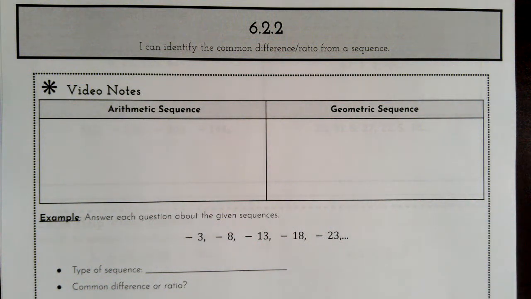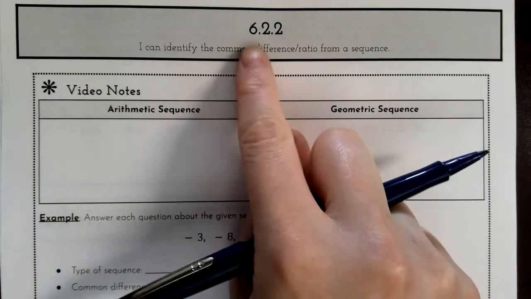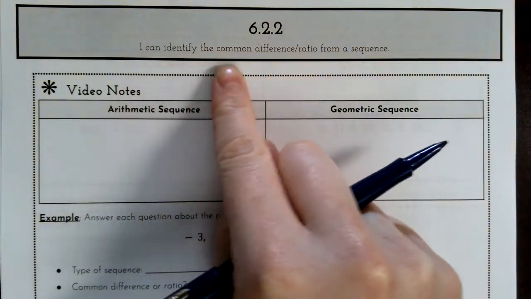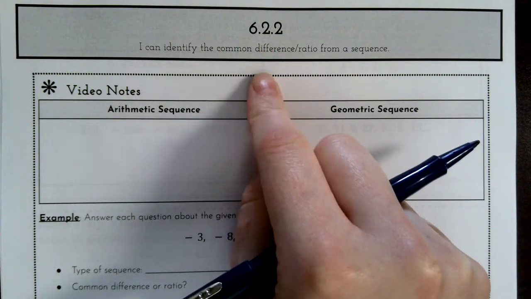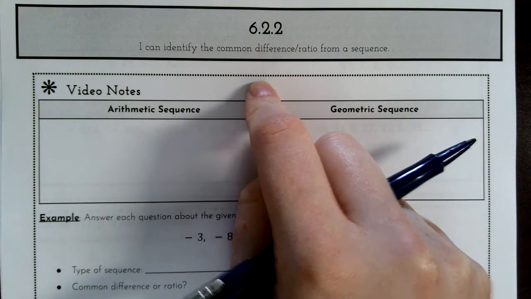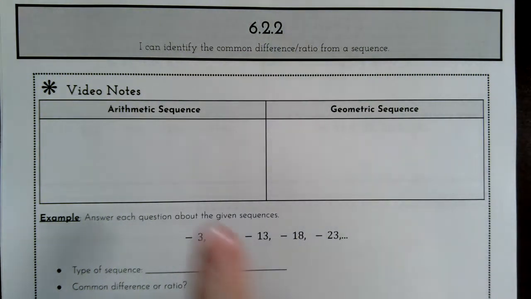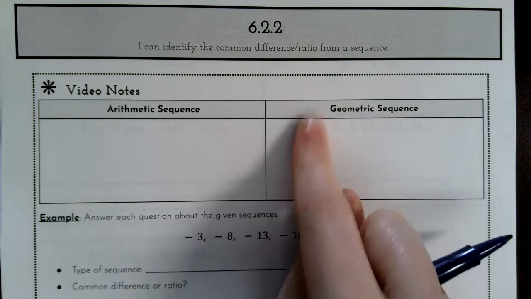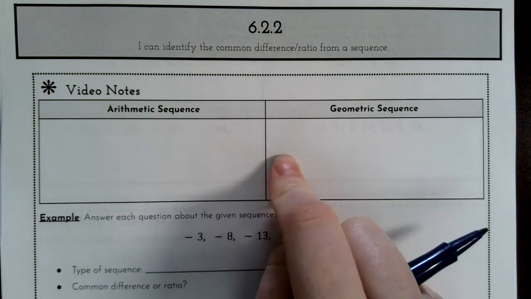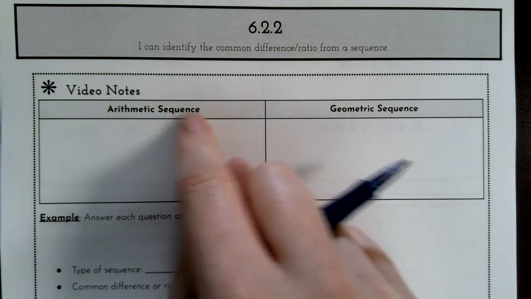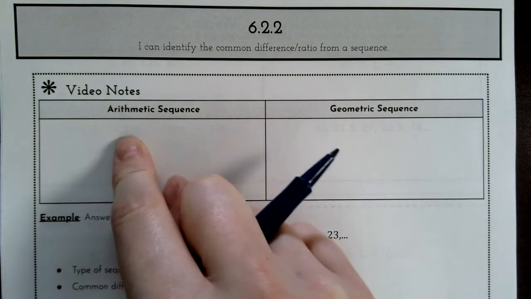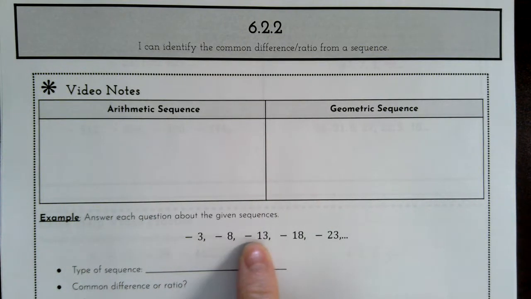Hello. In this video, we're going to go through Learning Target 6.2.2, which is identifying the common difference or ratio from sequences. In this target, we're going to talk about two types of sequences. A sequence in general is just a list of numbers. You can see an example right here.